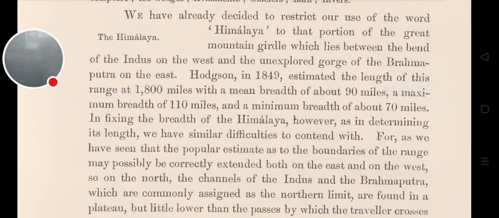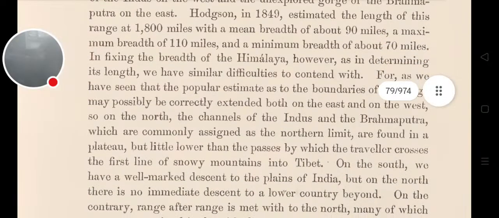The Himalaya. We have already decided to restrict our use of the word Himalaya to that portion of the great mountain girdle which lies between the bend of the Indus on the west and the unexplored gorge of the Brahmaputra on the east. Hodgson in 1849 estimated the length of this range at 1,800 miles with a mean breadth of about 90 miles, a maximum breadth of 110 miles, and a minimum breadth of about 70 miles.